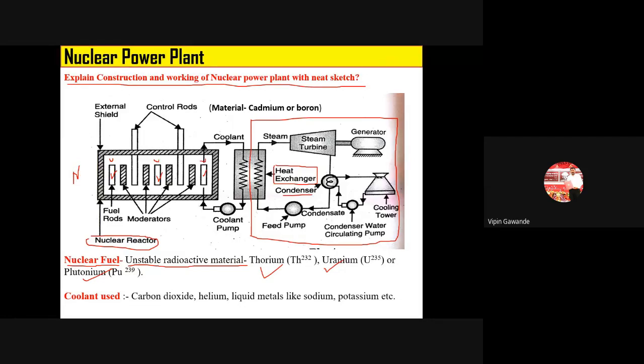Once a lot of energy is generated inside this nuclear reactor, what happens if that energy exceeds? We have to control that energy. For controlling it, we use control rods, because the energy must be in a safe limit. There is a continuous chain reaction, and we have to observe that energy and keep it in a safe limit. So here we use control rods. These are the control rods, made up of cadmium or boron.